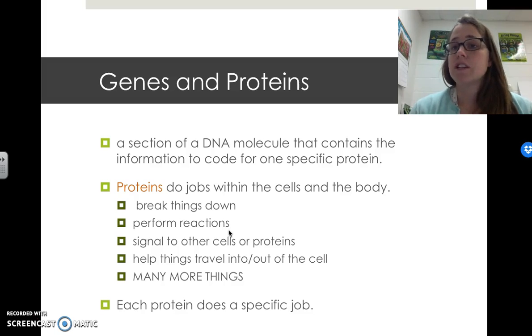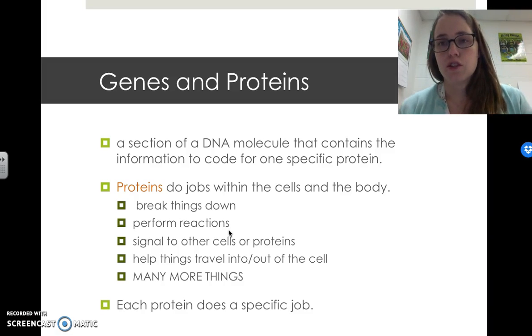They are very diverse. Also understand that each protein does a specific job. So when a section of DNA codes for a specific protein, that protein does a very specific job. For example, if it's helping water travel in and out of the cell, then that protein will only help water. It won't help oxygen, it won't help carbon dioxide, it only helps water. So they're very specific in what they do for the cell.